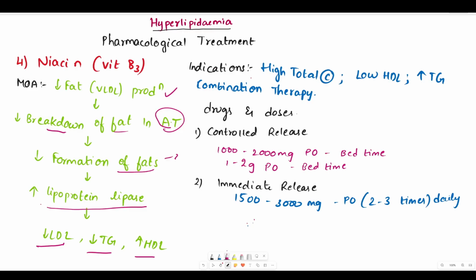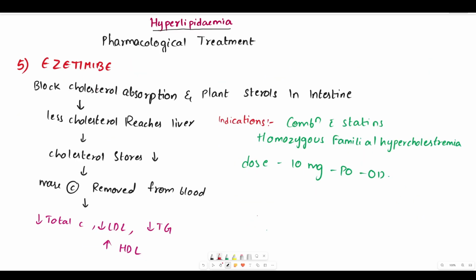And the next one, coming back to the indications. Niacin can be prescribed if the patient has high total cholesterol levels or low HDL, or increased triglycerides, and niacin can be used in combination therapy. Coming back to the doses used, niacin is available in controlled release and immediate release forms. In the controlled release, 1 to 2 grams or 1000 to 2000 mg per oral at bedtime will be given, and in case of immediate release, 1500 to 3000 mg per oral 2 to 3 times daily can be prescribed. Coming back to the last drug under this treatment, ezetimibe.